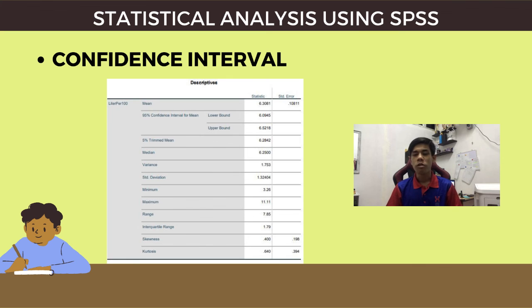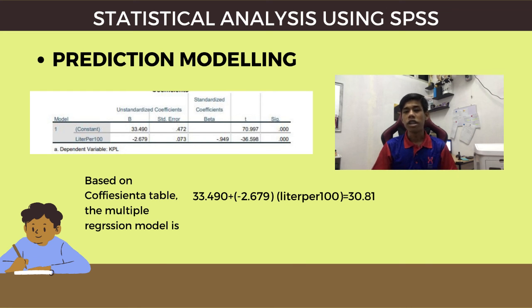Now we are looking into the confidence interval. Confidence interval is a range of values within which the population parameter is supposed to exist. The 95% confidence interval can be related to the confidence level. Based on the result of SPSS above, the lower boundary and the upper boundary are 6.0945 and 6.5218 respectively. Also, the standard error for this dependent is 0.11. So it can be said that we are 95% confident that the population parameter is between 6.0945 and 6.5218. Lastly, it is prediction modeling.